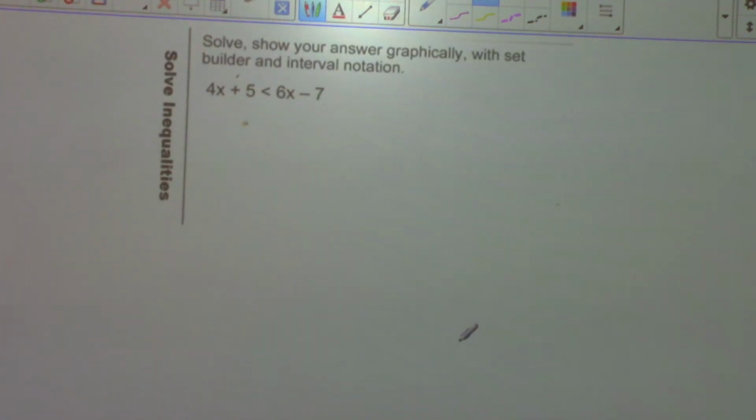Okay, next we have an inequality. What do you think for this one? Any ideas? Add 7. Add 7 to both sides. So add 7. We started out the other one by adding 7 too, didn't we? So now we have on the left side 4x plus 5 plus 7 is less than 6x. What next? Subtract 4x. So we subtract 4x, and we can have. You can do that too.